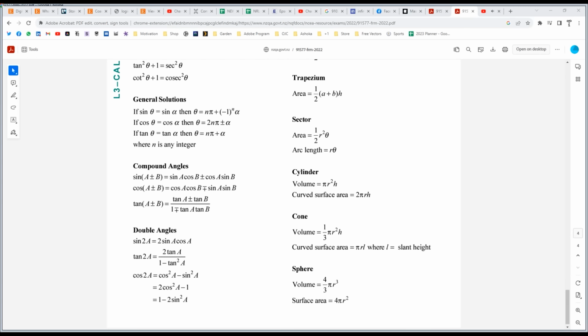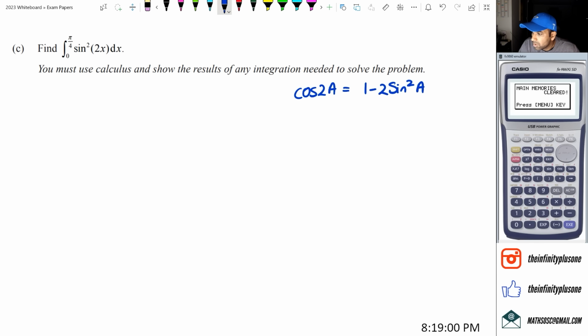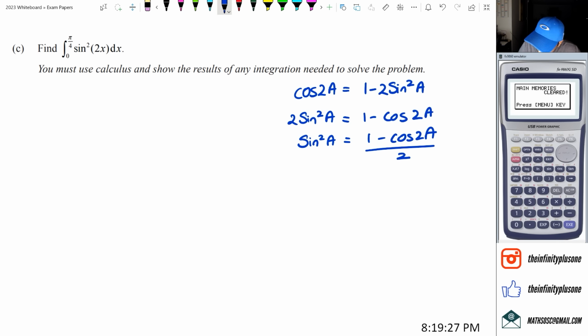Now that I've copied that equation down, I need to rewrite sine squared 2x in terms of cos 2a. If I rearrange this, I get 2 sine squared a equals 1 minus cos 2a. And of course, then I can say sine squared a equals 1 minus cos 2a over 2. I've not integrated this question at all, I'm still rearranging it.